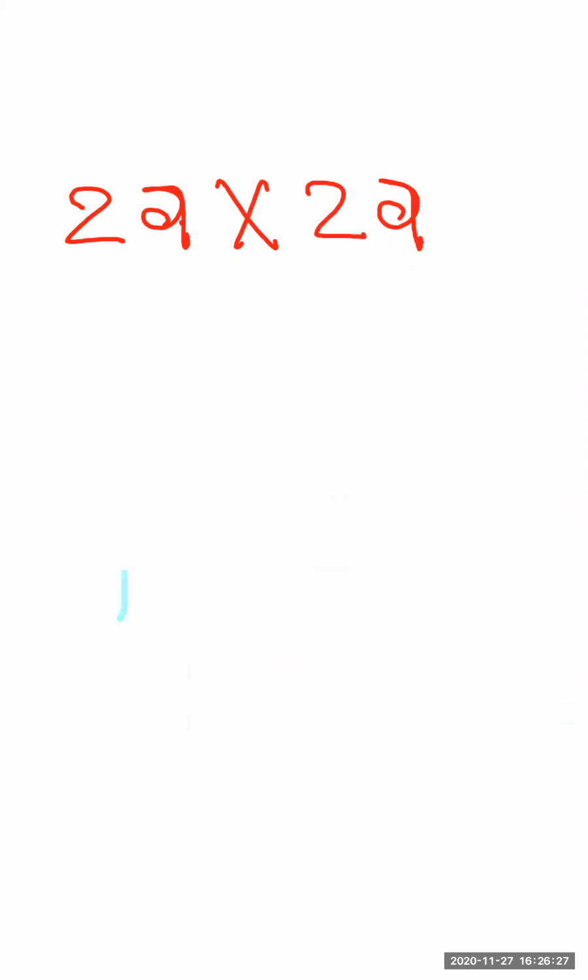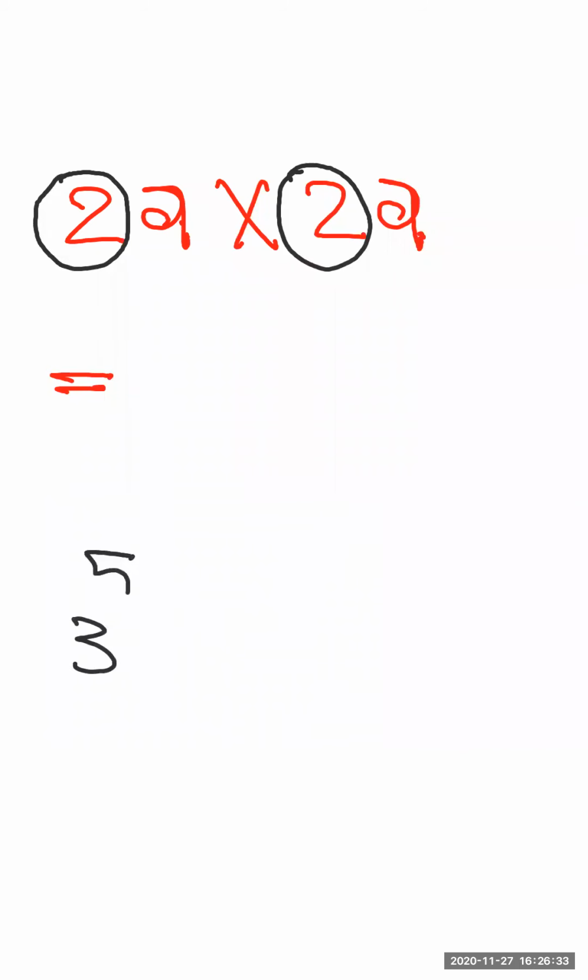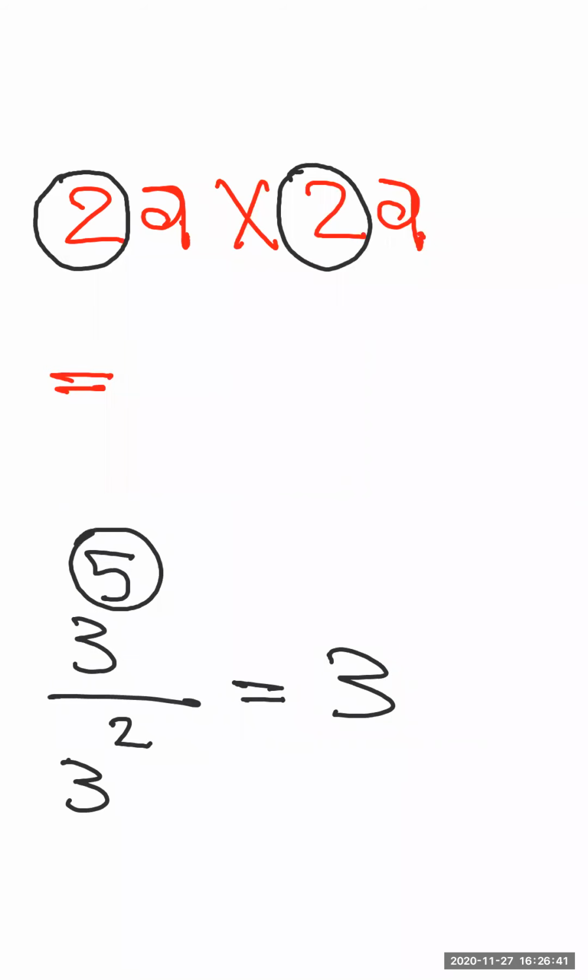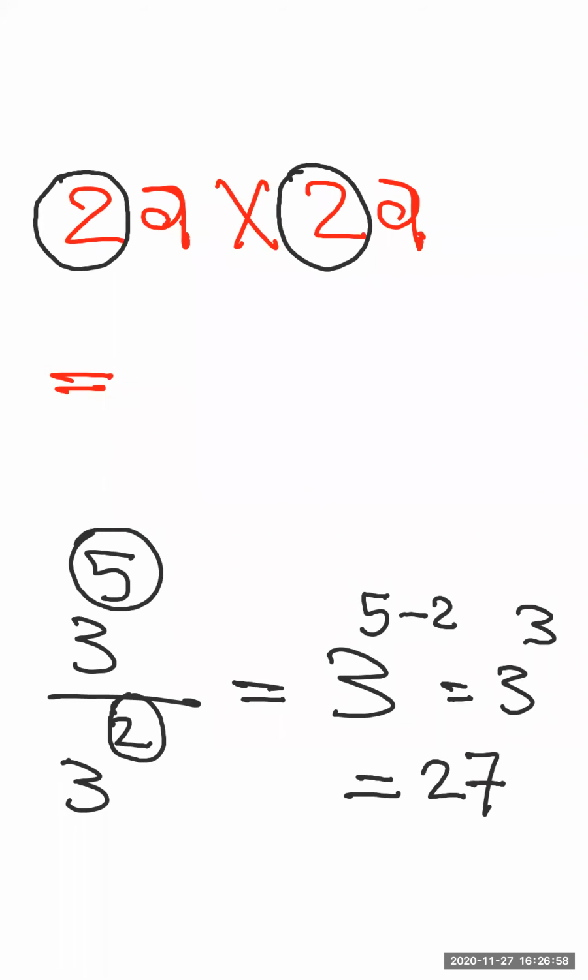So if it's a division, like 3 to the power of 5 divided by 3 to the power of 2, it will equal 3, which is the same base, and then subtract the indices, 5 minus 2. 3 to the power of 3. So 3 to the power of 3 means 3 times itself 3 times. So 9... it will equal, no, 27. 27. Okay, let's continue.